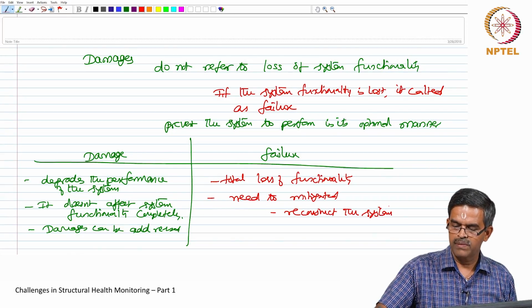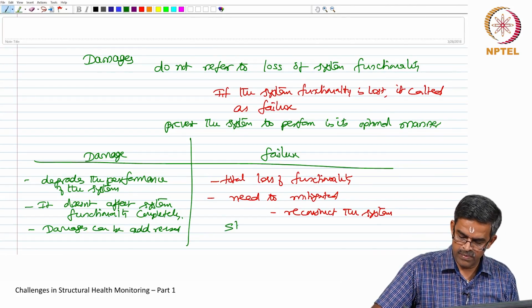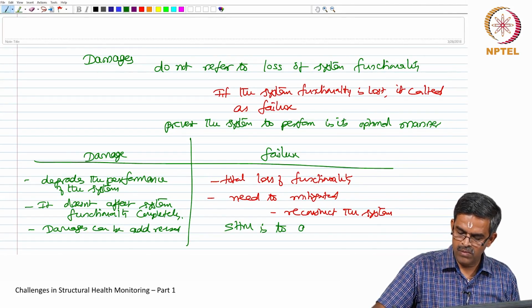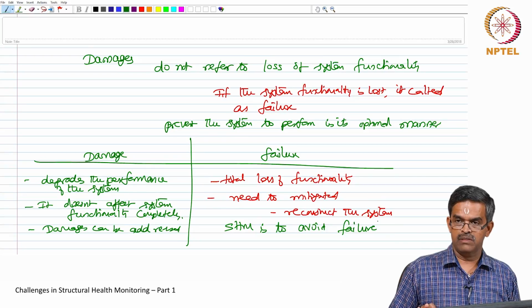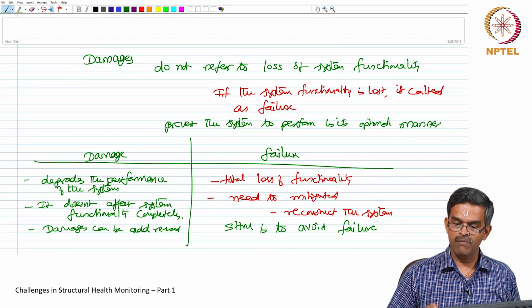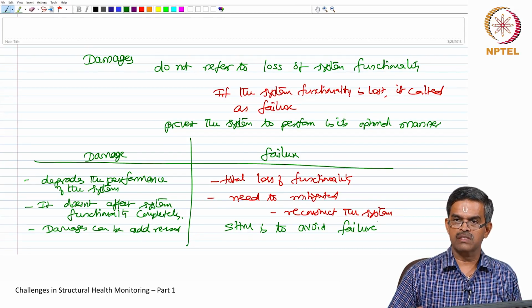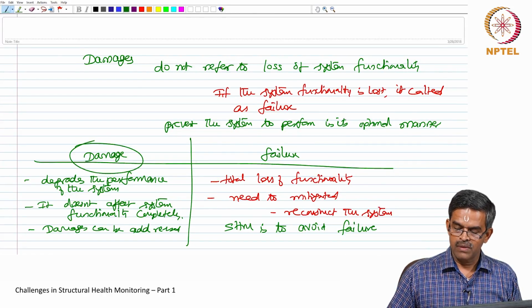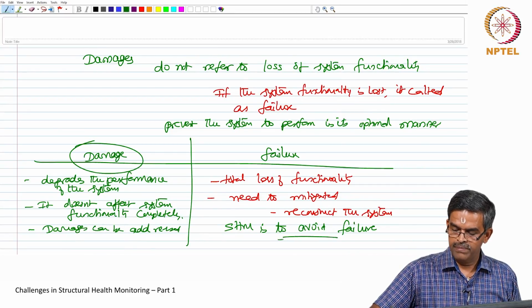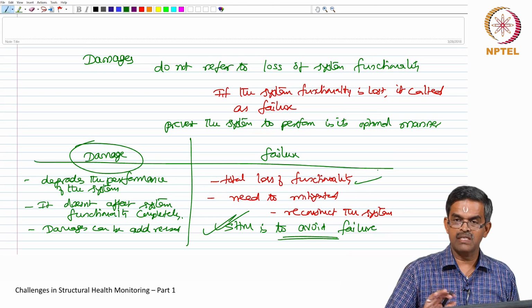So, monitoring, or SHM, is to avoid failure. You cannot avoid damage. Damage is an inherent property of a system, which is loss of functionality, which can happen due to material degradation, excessive loading, excessive deformation, etc. So, damage cannot be prevented, but failure can be avoided. Health monitoring will address failure of a system, which is a total loss in functionality. Let us understand the difference.